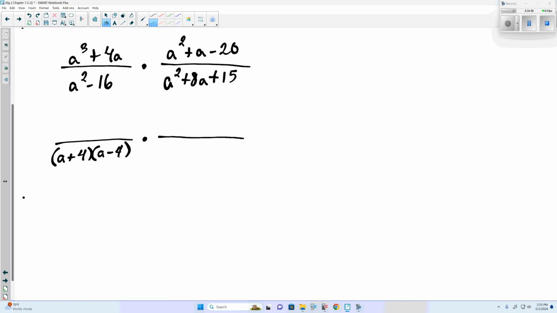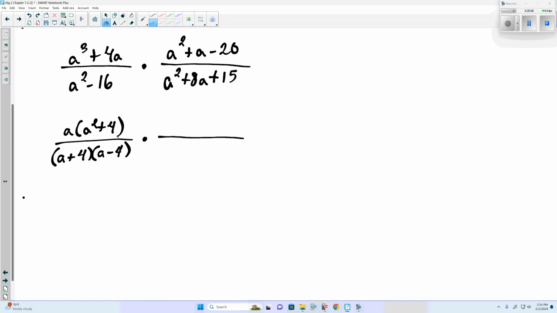A cubed is a perfect cube. Now the question is 4A. It is not. But there is something in common with both of them. They have a greatest common factor of A, which gives us A times A squared plus 4, yes? Now looking at that, is A squared a perfect square? Yeah, A times A. 4 is a perfect square, 2 and 2. So is A squared plus 4 a difference of perfect squares?